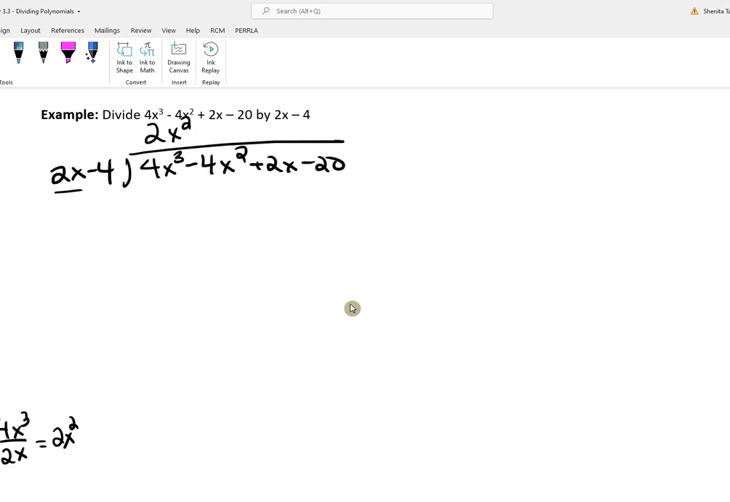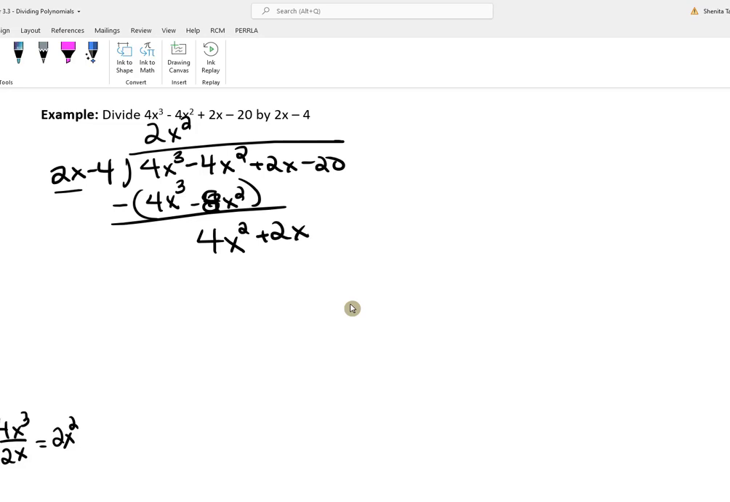I'll multiply it out. 2x squared times 2x is 4x cubed. Negative 4 times x squared is a negative 4x squared. I'll go ahead and subtract it off. 4x cubed minus 4x cubed is 0. Negative 4x squared minus a negative... I'm sorry, this should be 8. Negative 4x squared minus a negative 8x squared should give you a positive 4x squared.